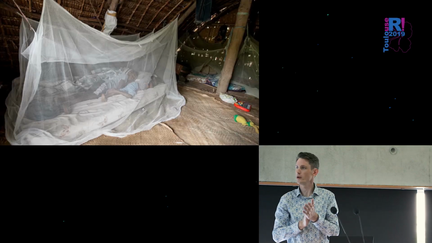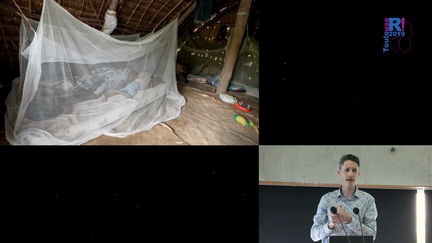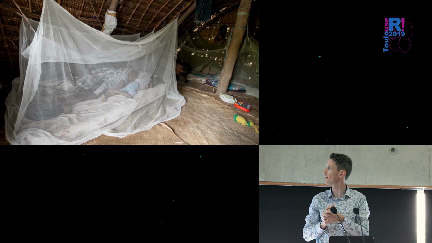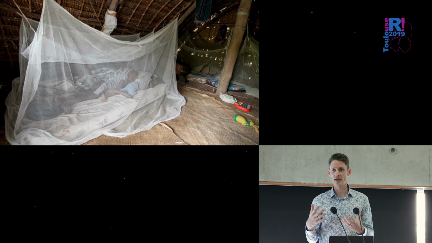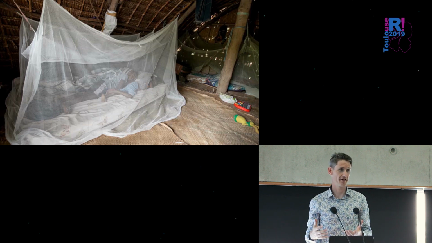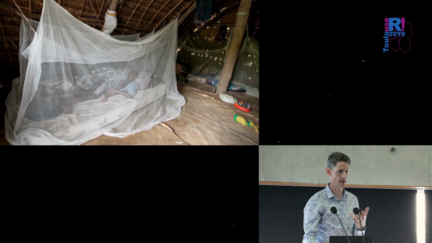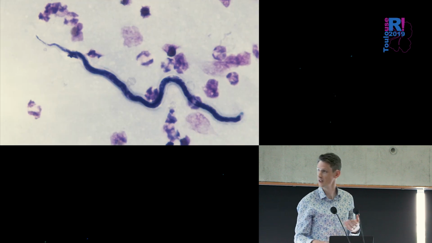Okay, so malaria, there's about 200 million infections of malaria every year. They kill about 400,000 people. Researchers are struggling to come up with new interventions that are going to work against malaria in the face of the decreasing efficacy of anti-malarial drugs as the parasites develop resistance to it.